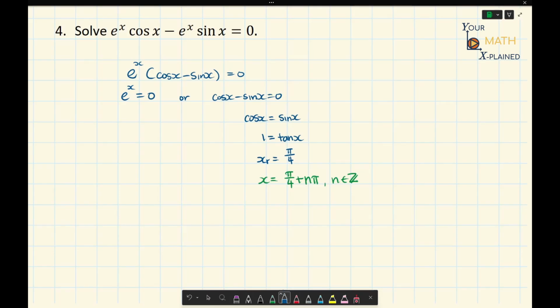Now for our first equation, which is e to the x is equal to 0, e to the x is an increasing function with an asymptote at y is equal to 0. So e to the x is never going to be 0. So therefore, this one has no solution. So our final answer to this equation here is just going to be this part over here.